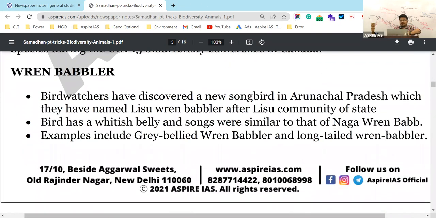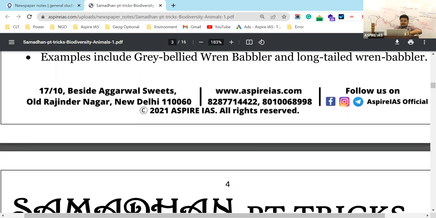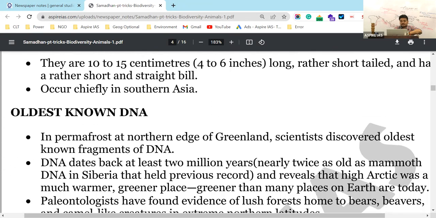Now, a new bird in Arunachal Pradesh by the name of Wren Babbler. So what is the name of the bird? Wren, W-R-E-N, Wren Babbler. Bird watchers have discovered a new songbird in Arunachal Pradesh, which they have named Lisu. So they have named the Wren Babbler Lisu. This also came in The Hindu. So we are taking maximum information from the last 1.5 years regarding The Hindu. UPSC is providing coverage of 2 years, and we are trying to also give coverage of 2 years in this batch. The bird has a whistle, a whitish belly, and its song was similar to the Naga Wren Babbler. It is a grey-bellied Wren Babbler. There are so many other birds found in South Asia.